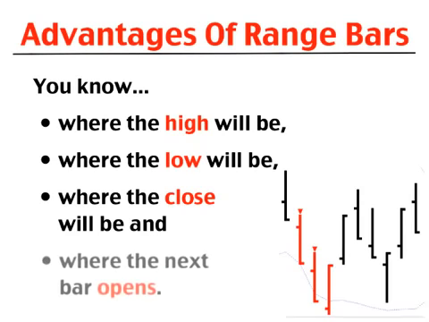And you know where the next bar will open because if the previous bar closed at the low, the next bar will open one tick below the low of the bar, and if the previous bar closed at the high, the next bar will open one tick above the high of the bar. Now if you think about it, when constructing a bar or a candle, you have four variables: the open, the high, the low, and the close.